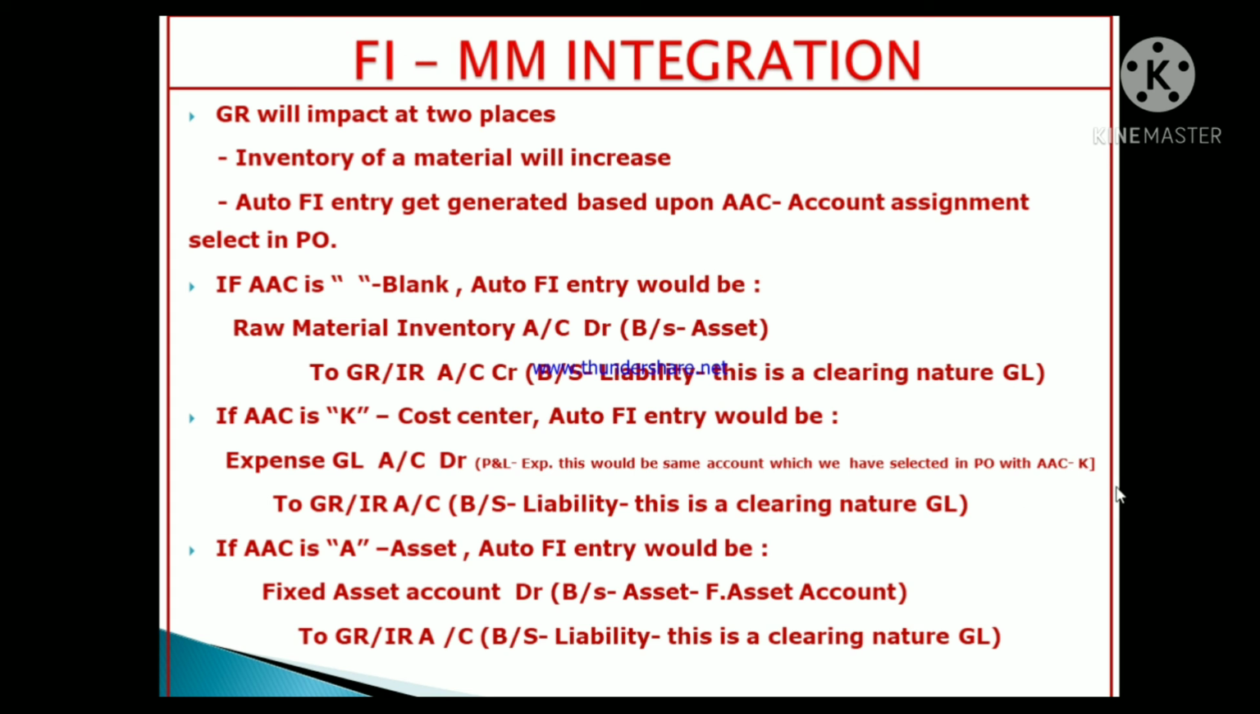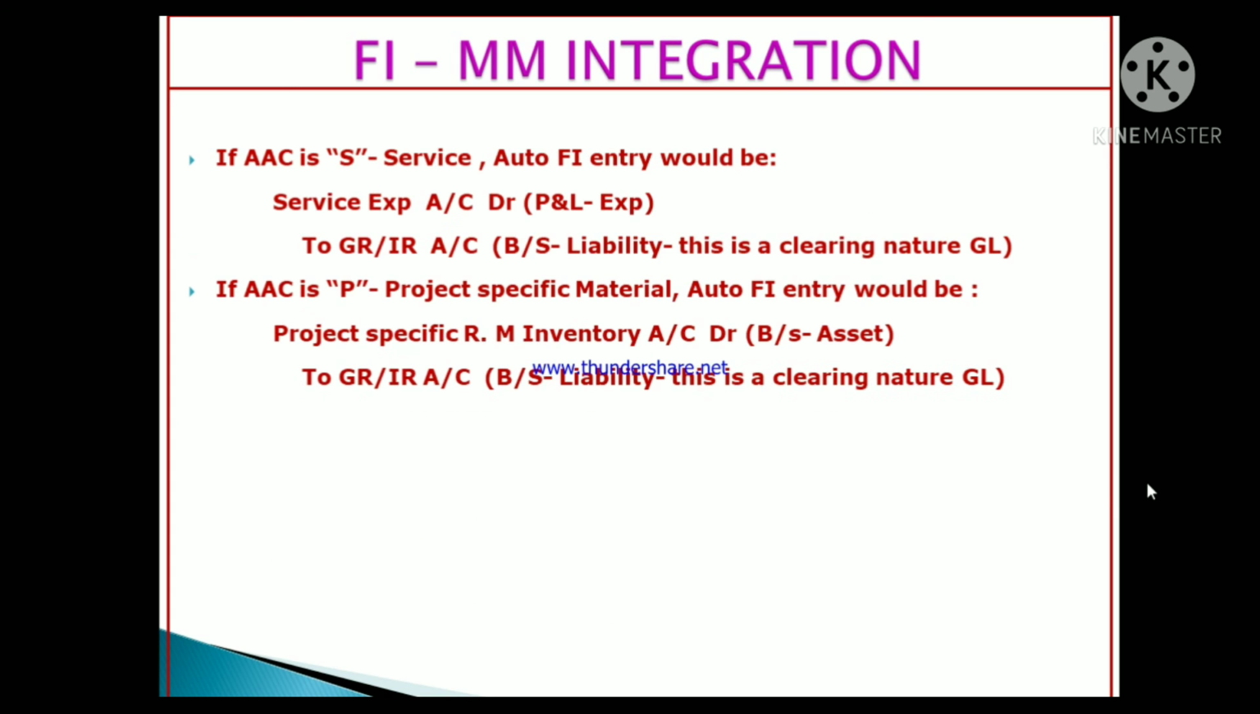Now we will discuss if AAC S is selected in your PO, S for services. So what FI entry will get generated? The entry will be: expense or service expense account will be debited and your GRIR account will be credited. Here the GRIR account again is your clearing nature GL, a part of your liability in the balance sheet, and the expense GL is a part of your profit and loss account.